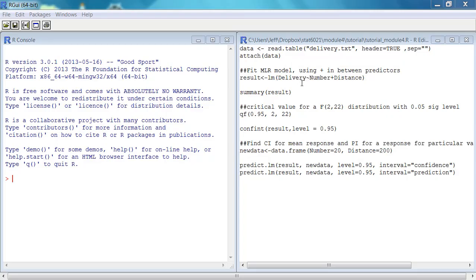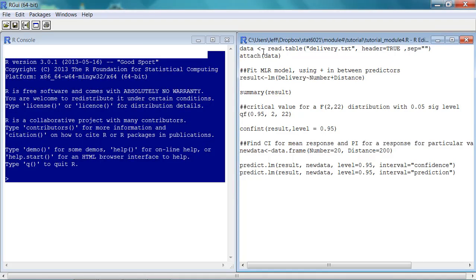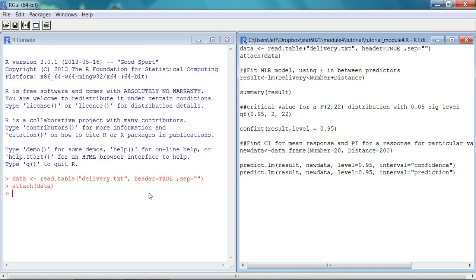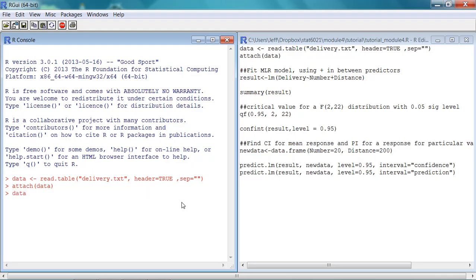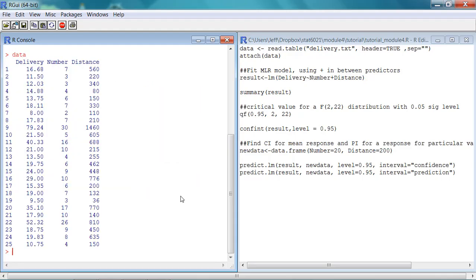So I'm going to read in the data first. The file is called delivery.txt. I'm going to just read that in and attach it. And I always say it's a good idea to have an idea about what your data set looks like, whether the variables are categorical or quantitative, and how many observations you have. In this example, the response variable is the delivery time, and the predictors are the number of products that the delivery person has to deliver, as well as the walking distance by the deliverer.